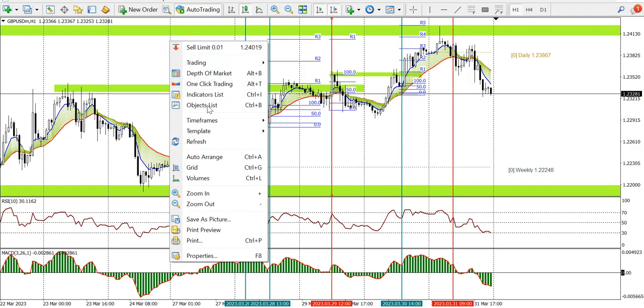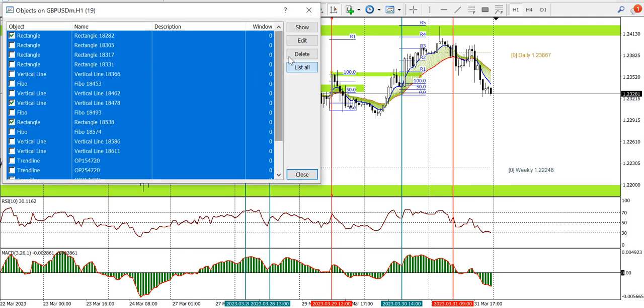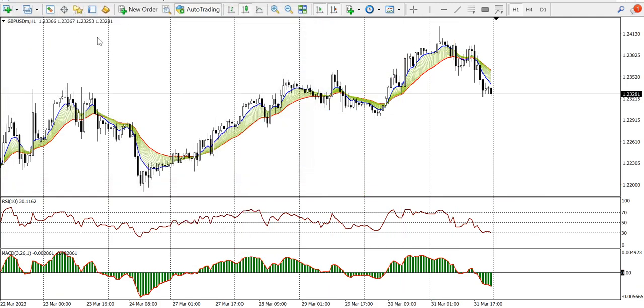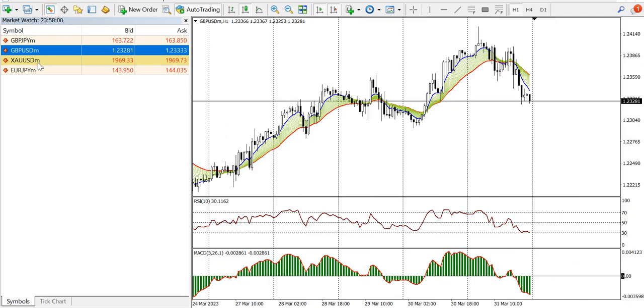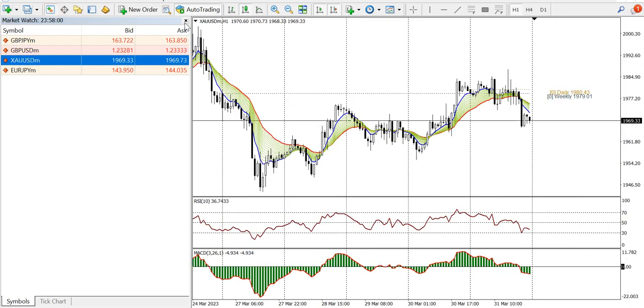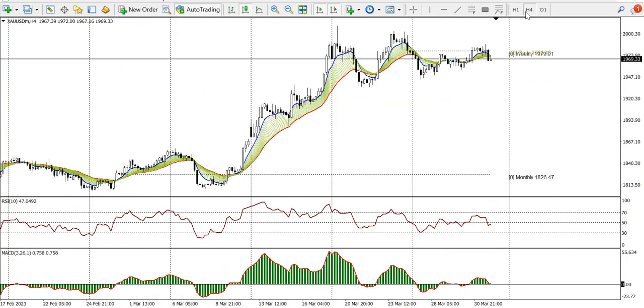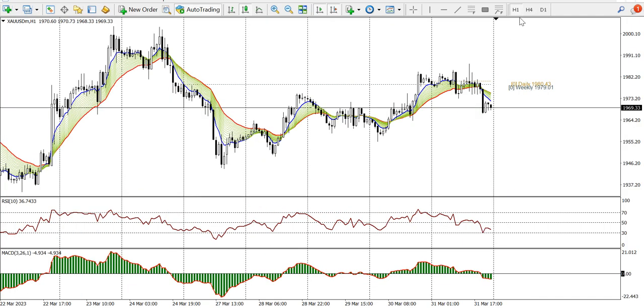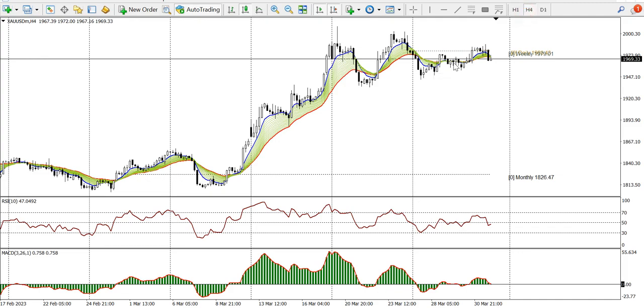Okay, let's remove everything. Let's go to the gold chart and see how gold moved. Gold this week moved very sideways. We could have lost a few trades, two or three trades here in the H1 chart. Stop trading gold because this market is sideways.